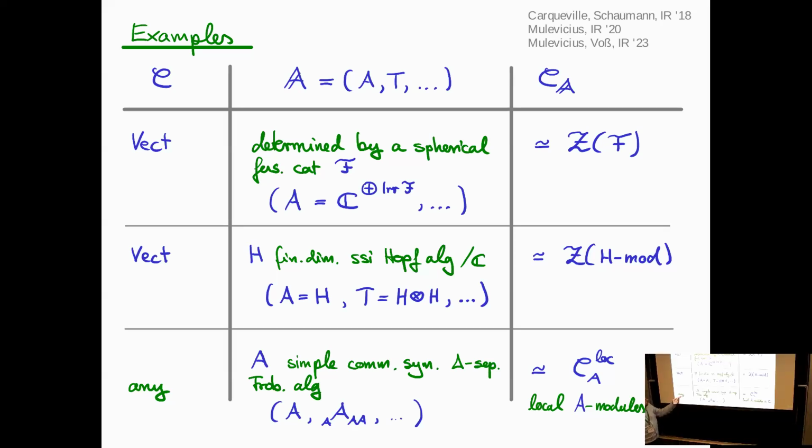Now, something which relates to your point. So if I take any TFT to start with, so any modular category C, and I have a simple commutative symmetric separable Frobenius algebra, then I can build an orbifold datum where the algebra is this, and that's what you said. The bimodule is then also built from A, and if I use this data to gauge, I get local A-modules as an output. So that's like the condensation of an anyon. That's what this builds.